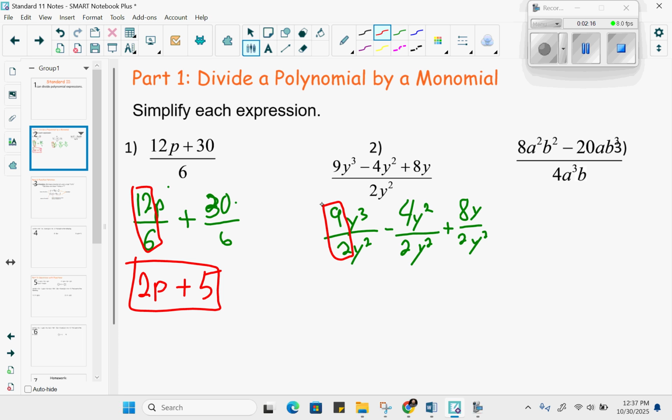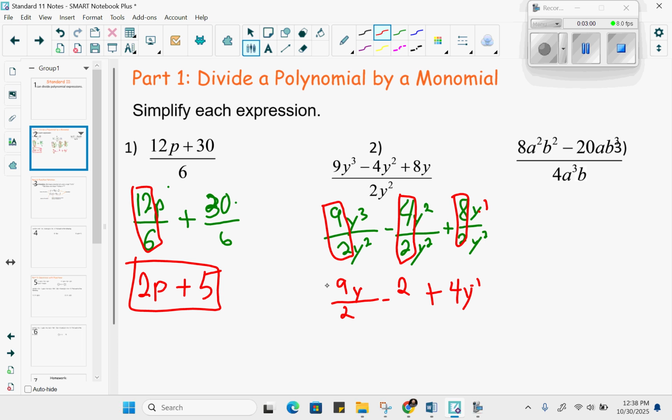Look, 9 halves. If I divide that, I get 4.5. I don't want a decimal, so I'm going to go back. 9 and 2 are not divisible by anything, so I'm going to keep those numbers, 9 over 2. I'm going to divide y to the third by y to the second. I'm going to take those exponents. 3 minus 2 gives us positive 1. So I'm going to put it right here, y, or I could write y to the first. There's my minus sign. 4 and 2 is going to give me 2. Write it like it's going on top. y squared divided by y squared: 2 minus 2 is 0, so y to the 0 is just 1, so it's just going to be 2. And then 8 and 2 divides out to be 4. y divided by y squared, I'm going to do 1 minus 2 to get negative 1.